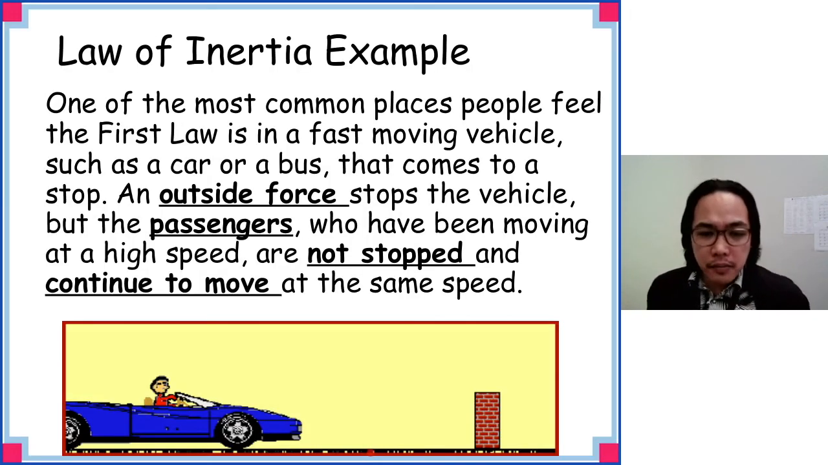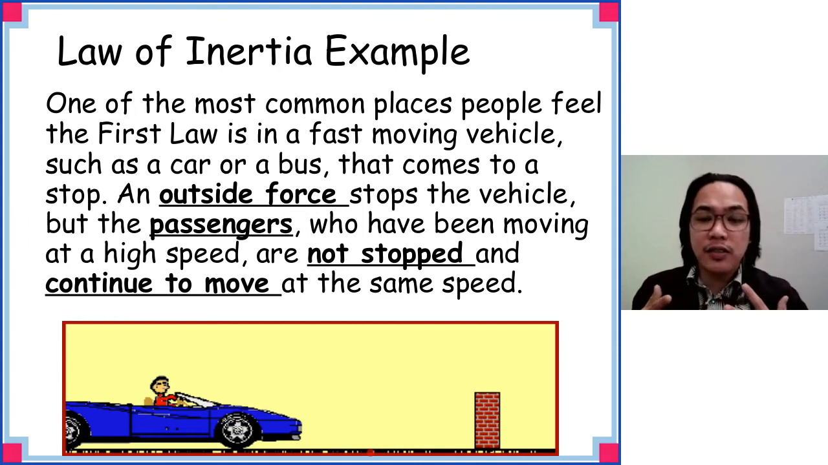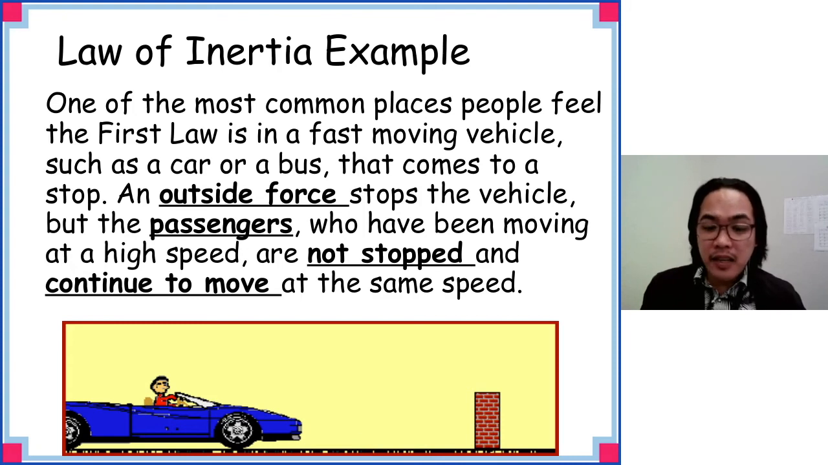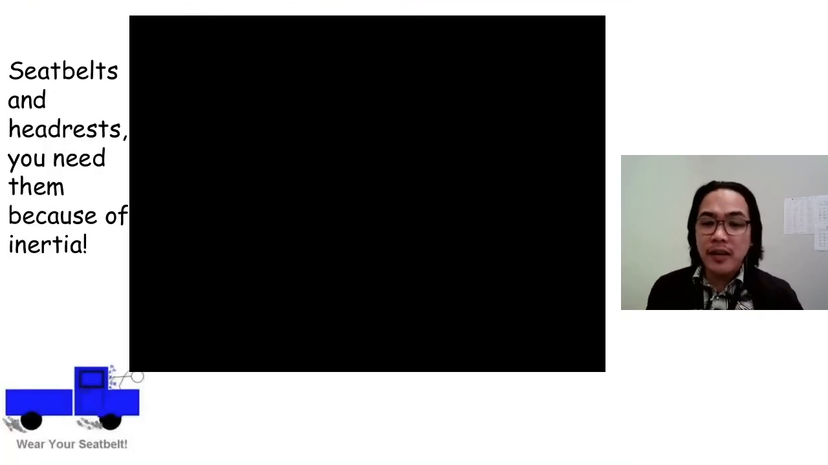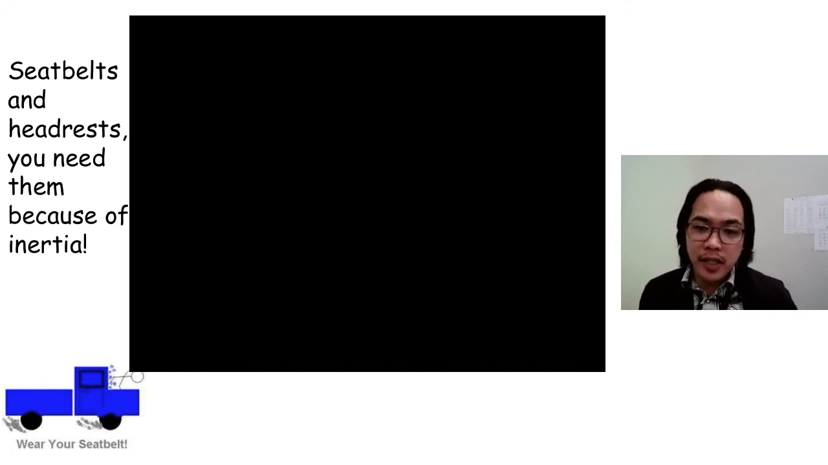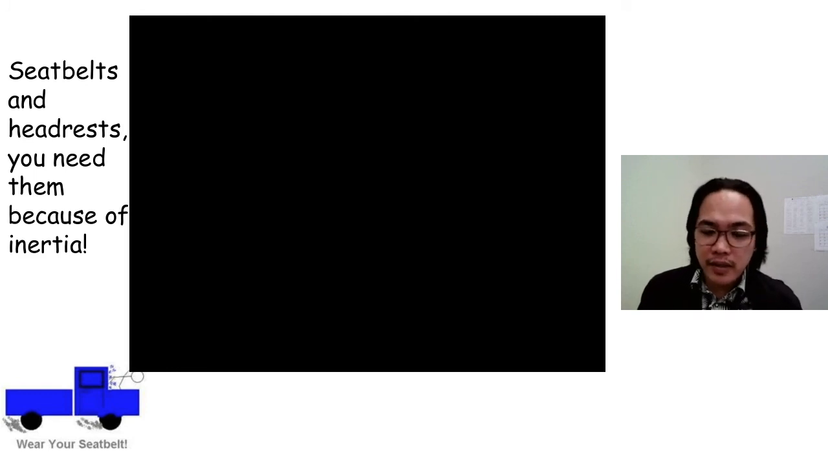More examples. One of the most common places people feel the first law is in a fast-moving vehicle, such as a car or a bus that comes to a stop. An outside force stops the vehicle, but the passengers are continuously moving. Passengers who have been moving at a high speed are not stopped and continue to move at the same speed. That's why we need to wear seat belts, because when the car stops, our body is still moving. That's what the law says: an object in motion will stay in motion. So our body will stay in motion until it is acted upon by a force coming from your seat belt. That's why it is important to wear seat belts.